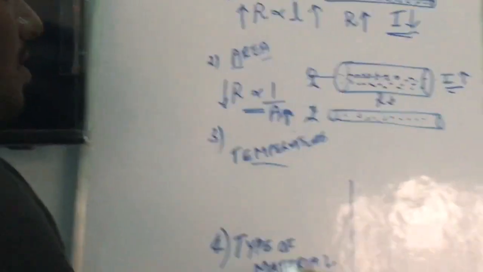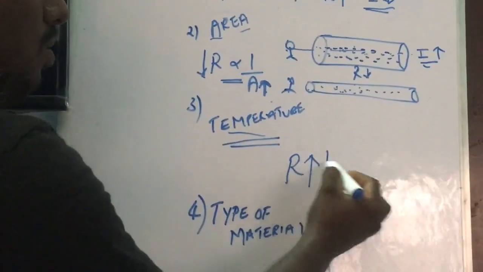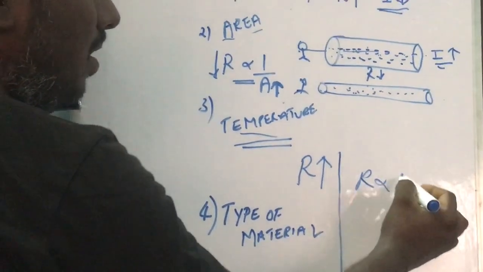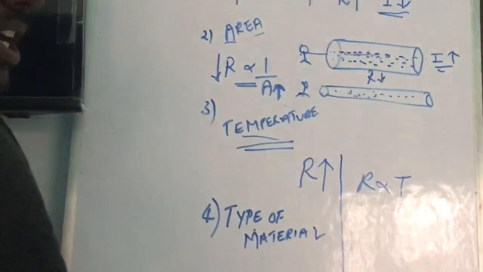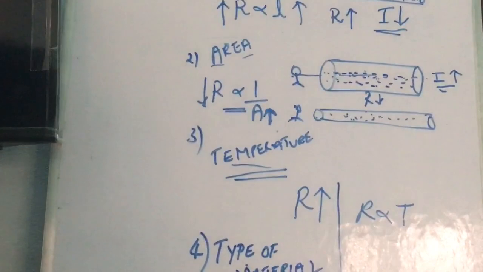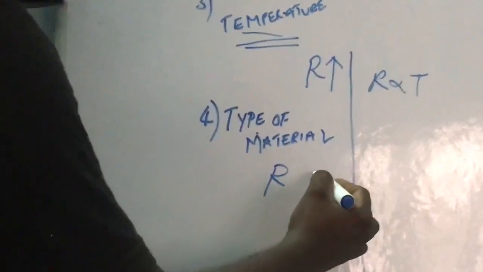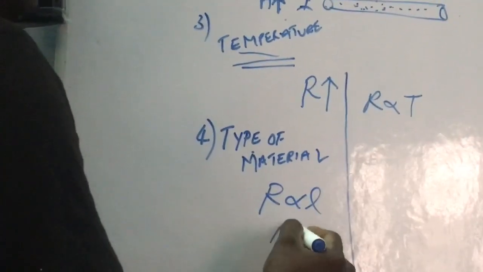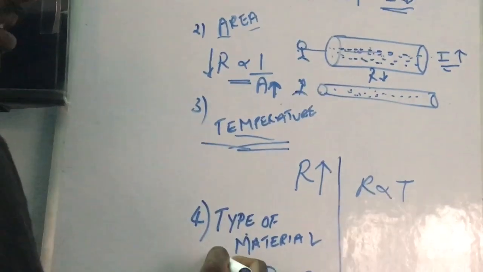Temperature and type of material. What happens when the temperature is changing? Collisions will be more, so the resistance will also be more. So the resistance also depends on temperature. And type of material: for example, if there is a copper wire, the number of electrons is going to be different. If I take a silver wire, it's going to be different. So we can conclude that resistance depends on what? Resistance depends on length, area, temperature, and type of material.